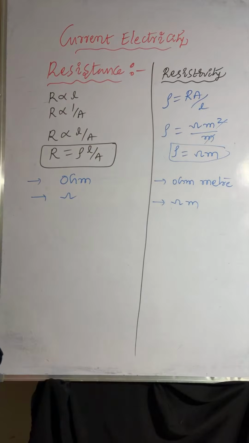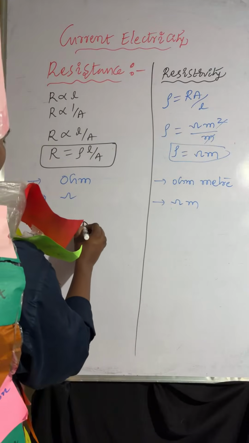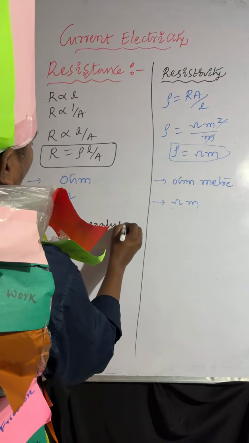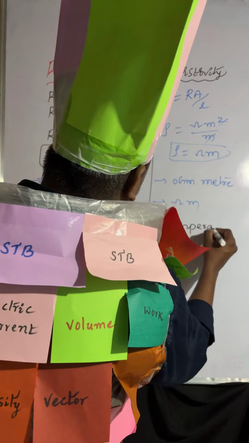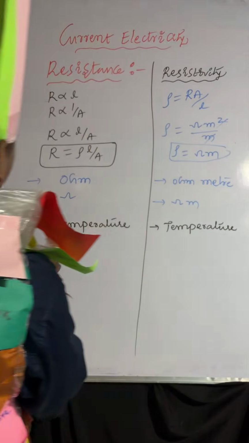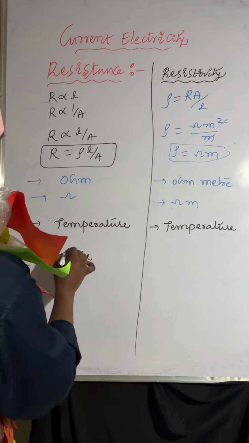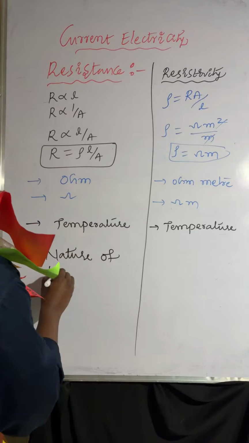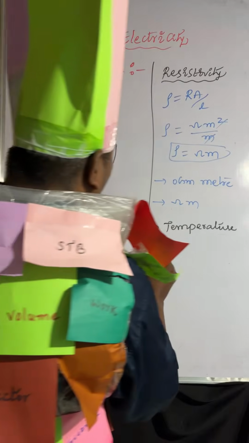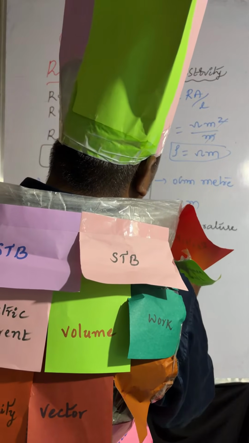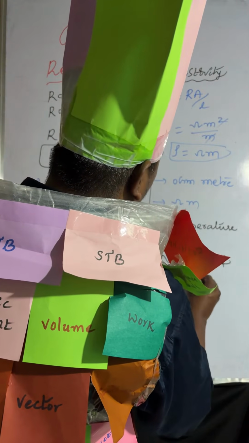Okay. So resistance depends on temperature. Here also resistivity depends on temperature. And coming to the next one, resistance depends on nature of the material. And here resistivity also depends on nature of the material.